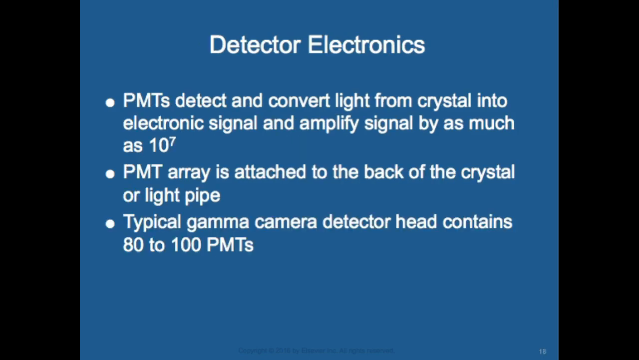So, detector electronics. The photomultiplier tubes, the PMTs, detect and convert light from crystals to an electronic signal and amplify the signal as much as 10 to the 7th. So that's a lot. PMT arrays are attached to the back of the crystals or light pipe, and typical gamma camera detector heads contain 80 to 100 PMTs.